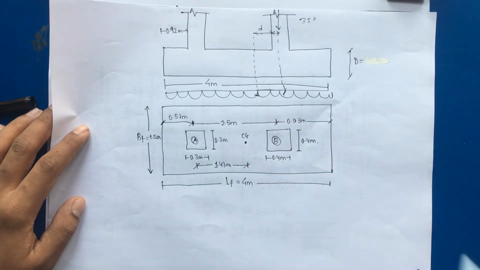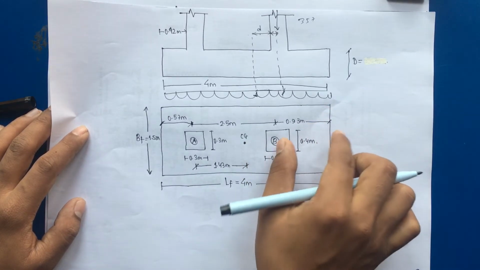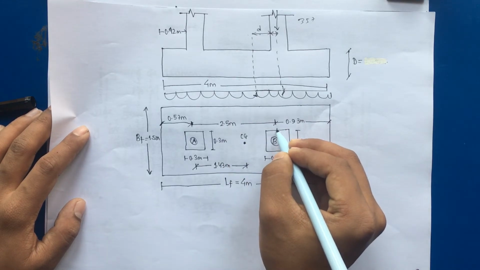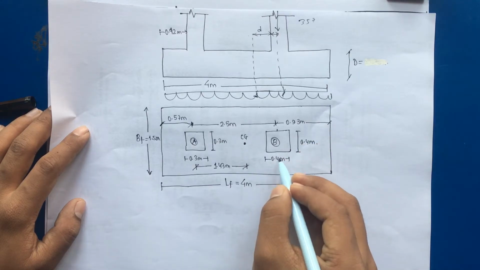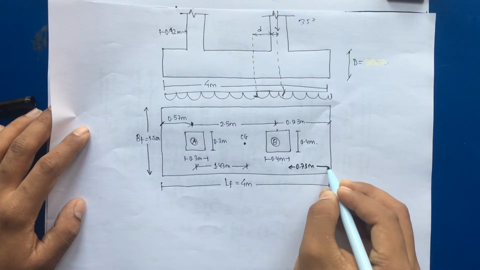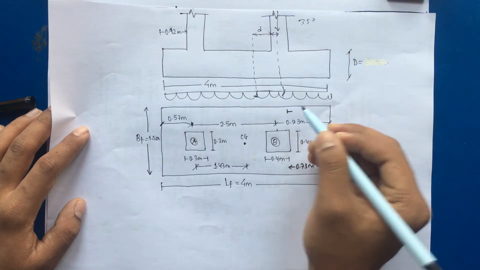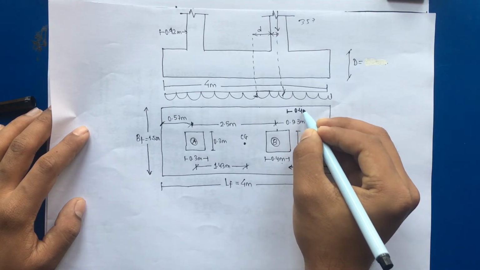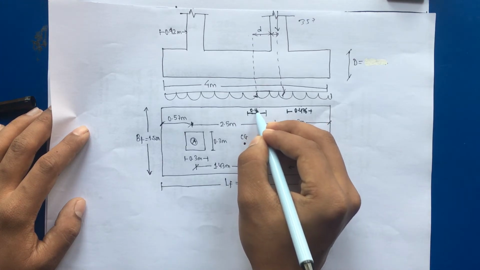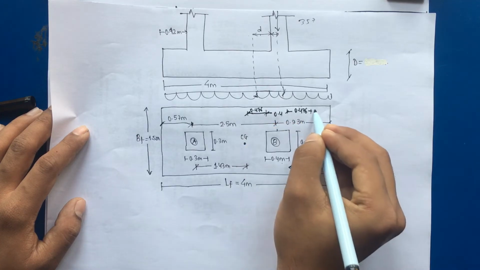For column B, it won't be a problem to get the width of the transverse beam because the length is available at either side. So the projection is 0.93 meter from the center of the column, and if we subtract 0.2, it will be 0.73 meter. The width of the transverse beam from the face of the column is the value of D, which is 0.476 on either side of the face of the column, and this will be 0.4. So this is the width of the transverse beam.